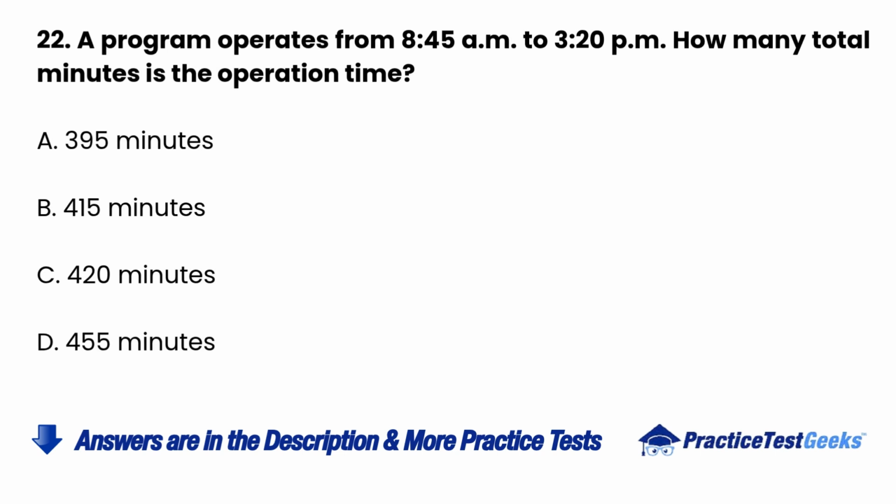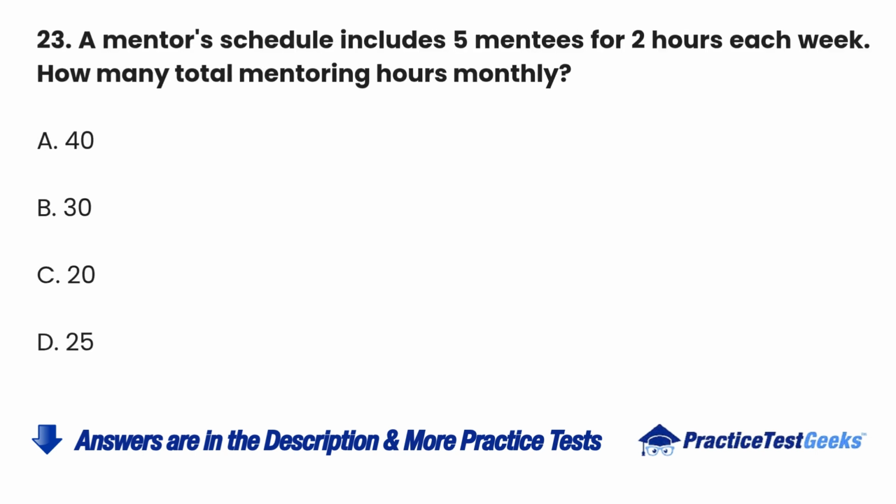22. A program operates from 8:45 a.m. to 3:20 p.m. How many total minutes is the operation time? A. 395 minutes. B. 415 minutes. C. 420 minutes. D. 455 minutes.